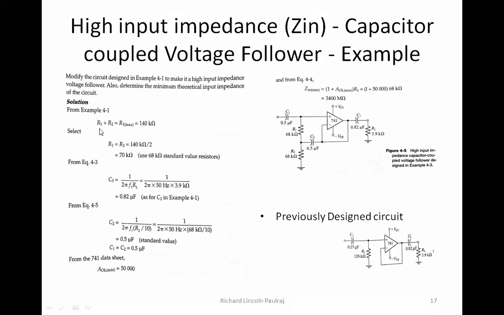From the previous example, we have seen that R1 plus R2 is equal to R1 max, which is equal to 140 kilo ohms. If I have to average it, that comes to about 70 kilo ohms. So R1 and R2 is equal to 140 divided by 2, which is about 70. That's going to be the average for R1 and R2 separately.